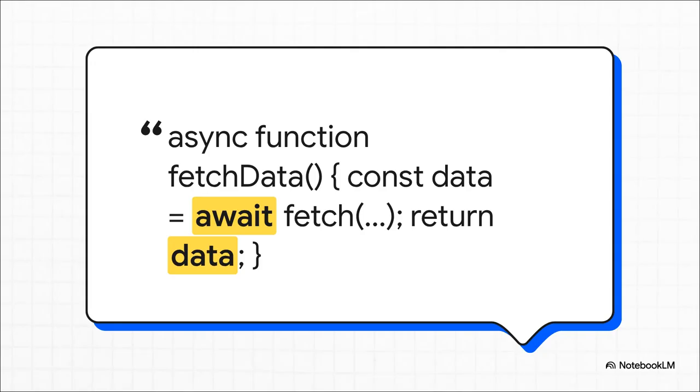All right, take a look at this. This is a classic async function. See that little async keyword right there before the function? That's what unlocks all the magic. And inside, you see await. That's the real star. It tells JavaScript, hey, pause right here, don't move on until this fetch call is done and we have our data. The result is code that just reads like a story. It's clean, it's linear. But let's break down exactly what's happening.